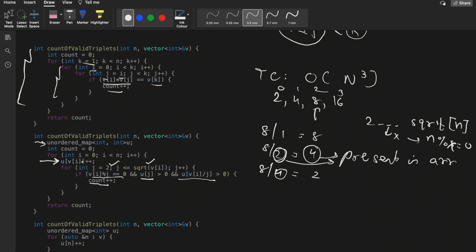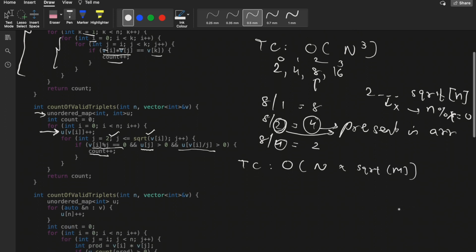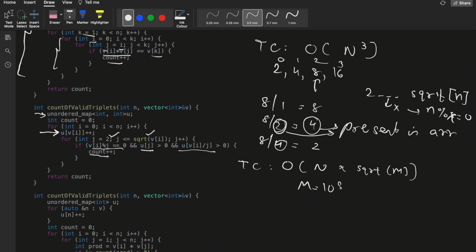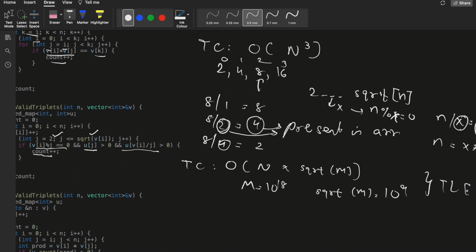So guys, if you talk about the time complexity of this approach, this turns out to be big O of n into square root of m, where m is the maximum number. Now let's say in the worst case, m is 10 to the power 18. So square root of this m is 10 to the power 9, and this would turn out to be a very large number that might give you TLE.